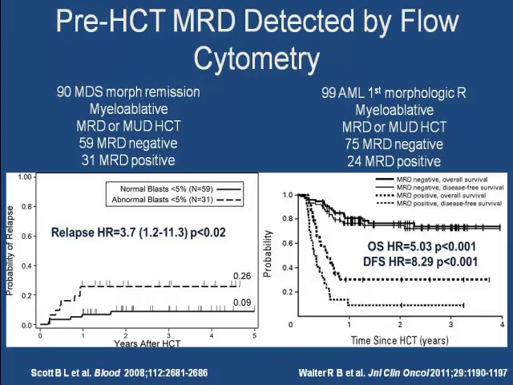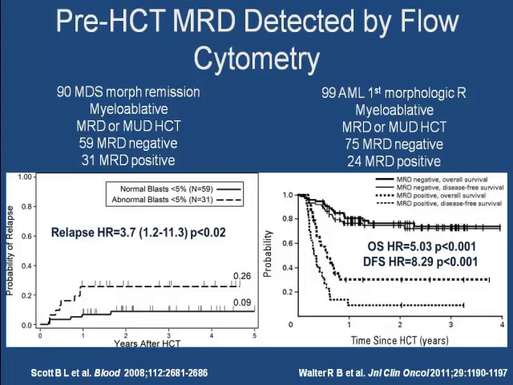There were 90 patients with MDS who had a morphologic remission. They underwent a myeloablative transplant with either related or unrelated donors. 59 of these patients had no evidence of minimal residual disease, and 31 did have evidence of minimal residual disease based on flow cytometric analysis. So this was a 10-color multi-parametric flow cytometric analysis.